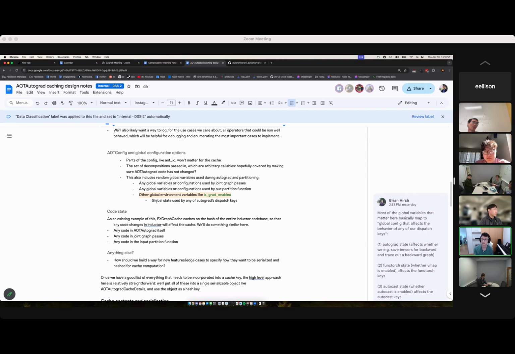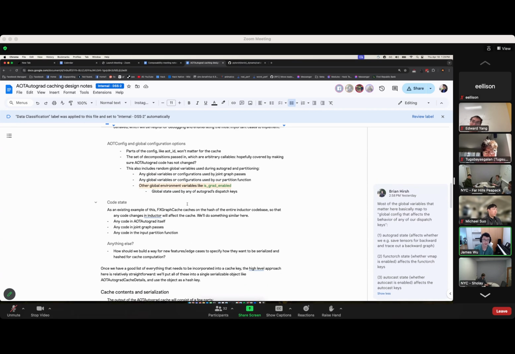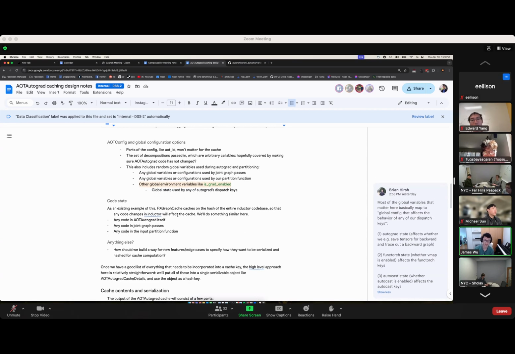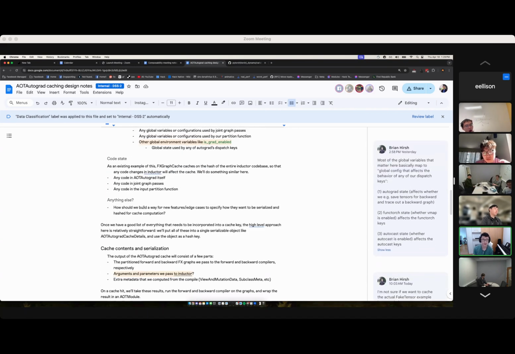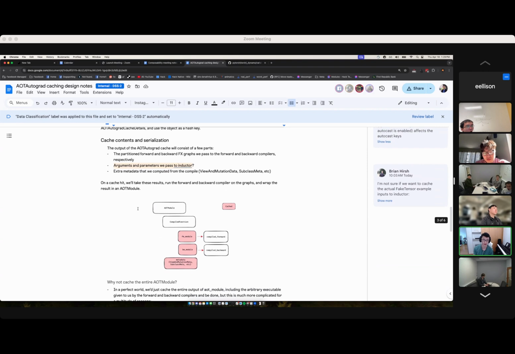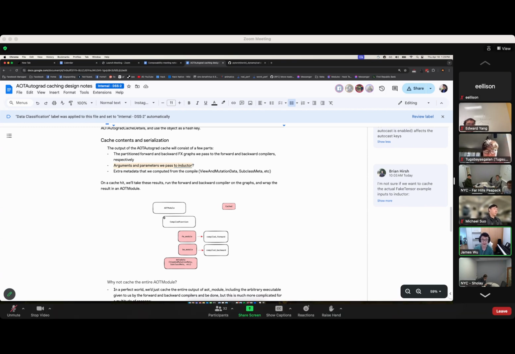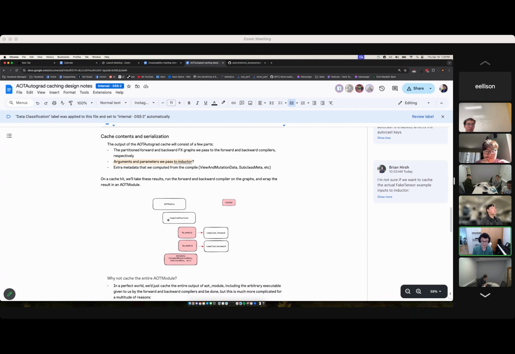Okay. That's not all the stuff; there's probably infinite other things that need to be in this cache key, but that's the overview of the cache key implementation. The second thing I want to talk about is what exactly we're going to serialize. For the V1 of this product, after talking with folks, the best way is to serialize the portions of the outputs of AOTAutograd that are passed to the forward and backward compilers, along with any metadata that we can save to reconstruct the AOT module that AOTAutograd produces when you call AOT_module or AOT_module_simplified.